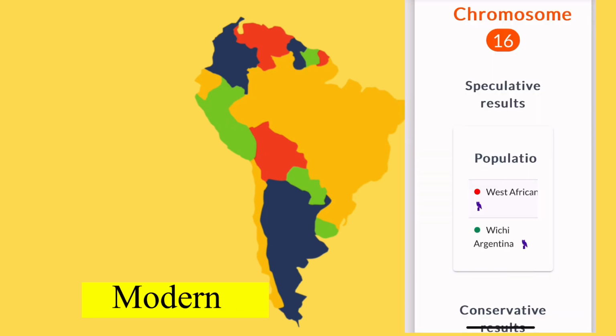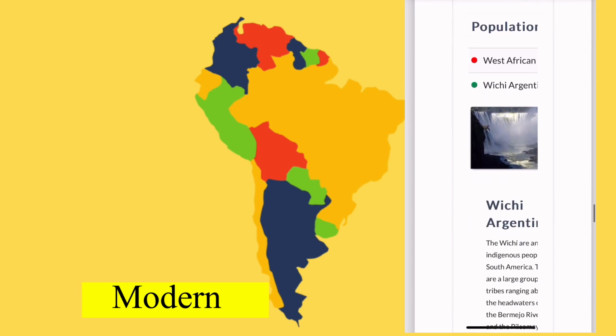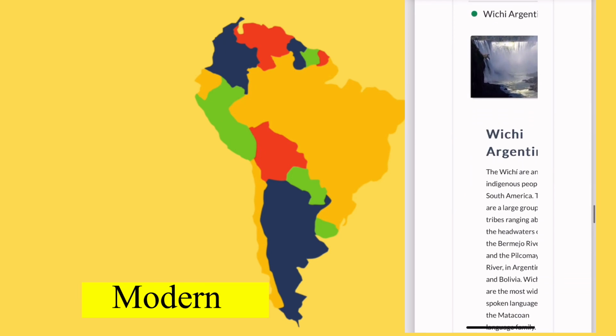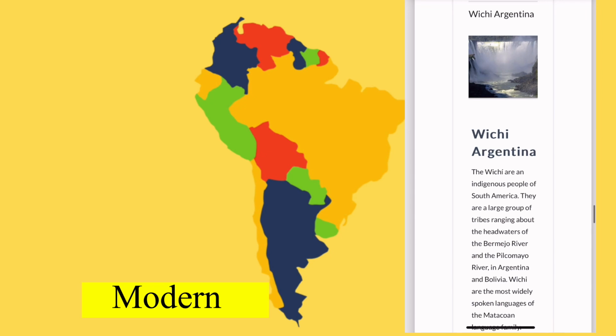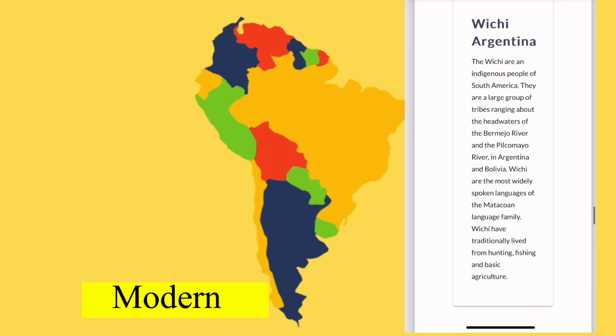And lastly, here for the modern results, we have Wichí, Argentina. The Wichí are an indigenous people of South America. They are a large group of tribes ranging about the headwaters of the Bermejo River and the Pilcomayo River in Argentina and Bolivia. Wichí is the most widely spoken language of the Matacoan language family. Wichí have traditionally lived from hunting, fishing, and basic agriculture.